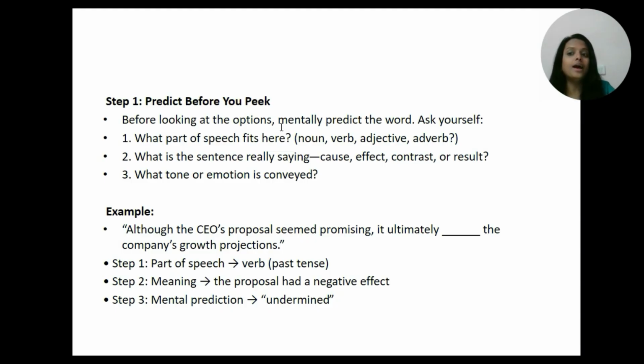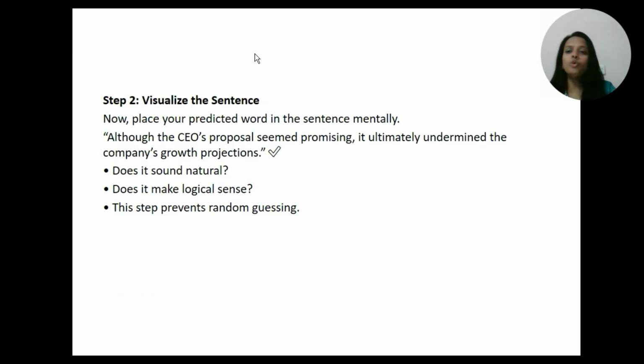Got it? Now, step 2 is you have to visualize the sentence. Now, place your predicted word in the sentence mentally. Although the CEO's proposal seemed promising, it ultimately undermined the company's growth projections. Now, you have to check yourself. Does it sound natural? Does it make logical sense? This step prevents random guessing.